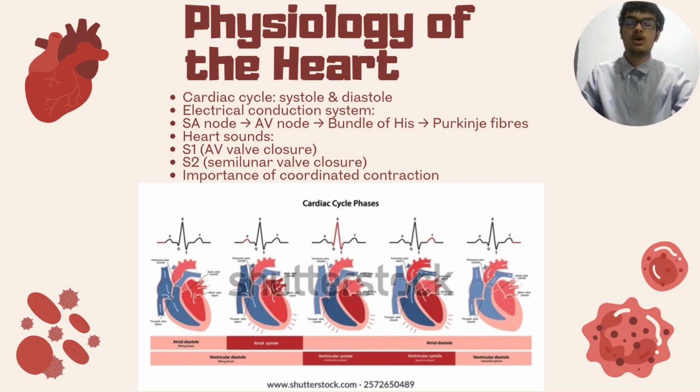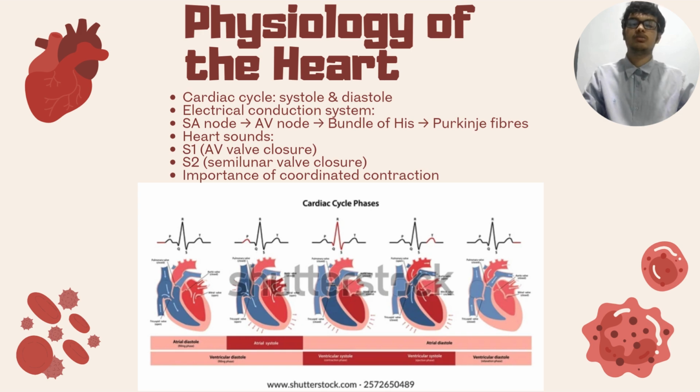Moving on, now I will discuss the physiology of the heart. The heart functions through a repeating sequence known as the cardiac cycle, which consists of systole and diastole. Systole refers to ventricular contraction, while diastole refers to ventricular relaxation and filling. The heartbeat is controlled by the electrical conduction system.